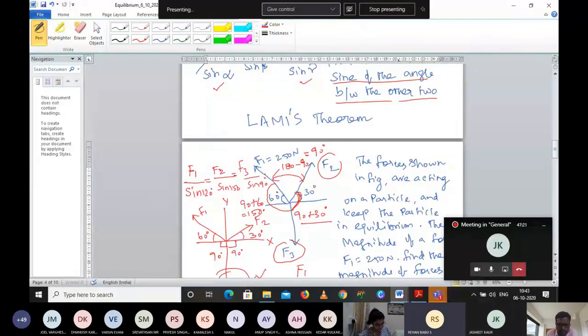Very good. F3 is 288.67 Newton. Okay, one minute, I will write it down, then we can have a word with Kulkarni. F2 is 144.34 Newton, right? Yes, sir. F3 is 288.67 Newton.